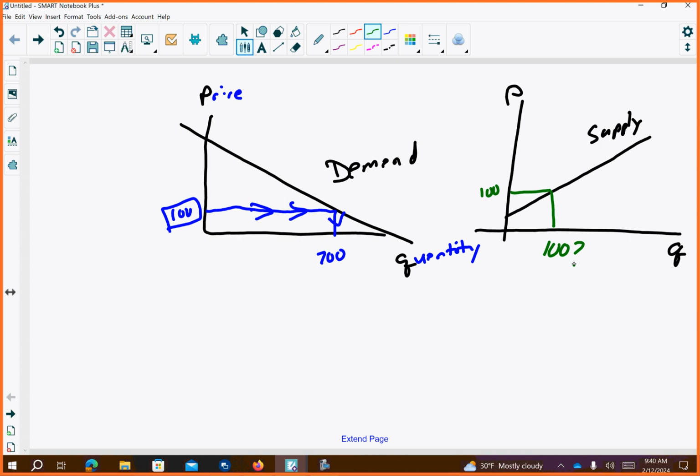how many Q items are supplied? Price is 100. Golly. Okay, if I come over. Oh, okay, I didn't come over far enough on the graph I just looked at. So this is about 350.